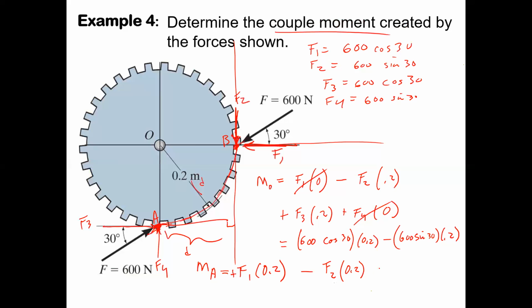So it's going to equal F1, which is 600 cosine of 30, times 0.2, minus 600 sine of 30 times 0.2, which is the same as the moment about point O. When you have a couple, it doesn't matter where you take the moment. You're going to get the same answer. So why not take the moment where one of those forces is acting directly, and then you just have to do one calculation of the other force about that point where the second force is applied.